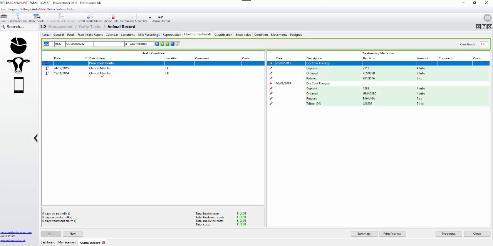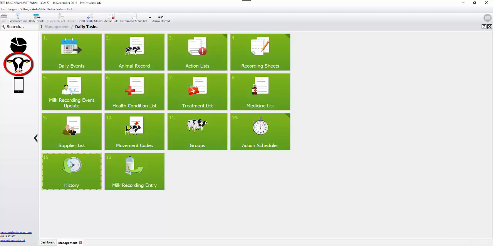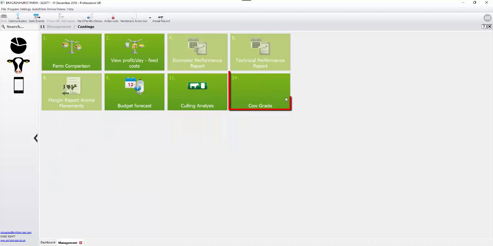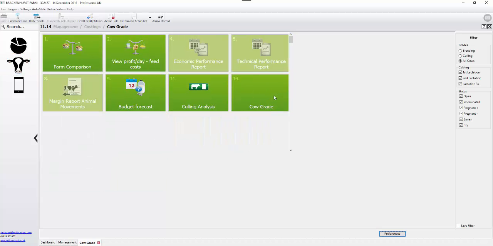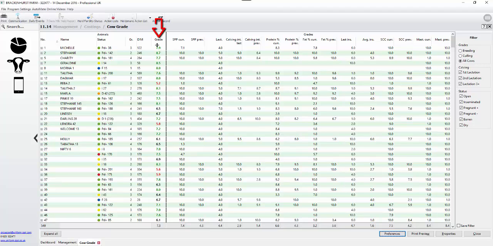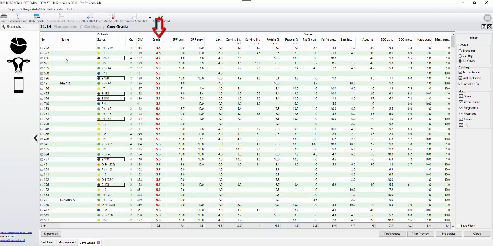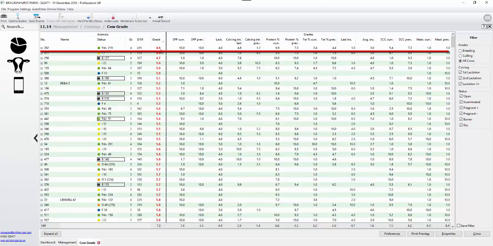So what we've had to do is to go to the cow record and look at these different tabs. And what Cowgrades does is an intelligent tool that brings all that information together on a one-line report. So, where do you find the Cowgrades? If you go to costings, Cowgrade. Now if I sort, not surprisingly, the worst cow that comes up is 282 with this grade of 4.6.